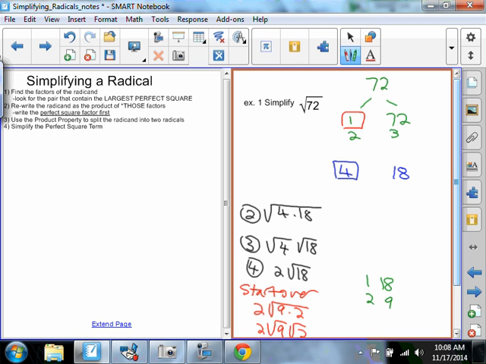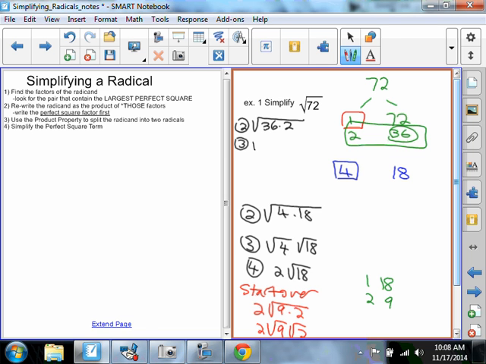2 and 36. 36 is a perfect square. It's the biggest perfect square. Ding, ding, ding, we have our winner. So step 2 should have looked like this. Step 2, it's the square root. Should I write 2 times 36 or 36 times 2? 36 times 2. I always put the perfect square first, because it just makes it easier that way.